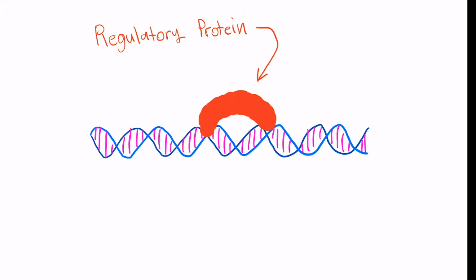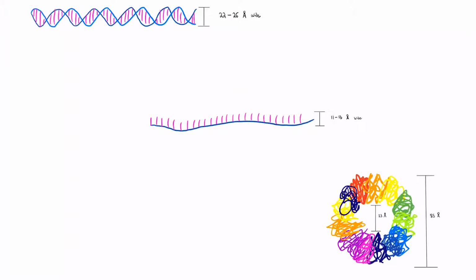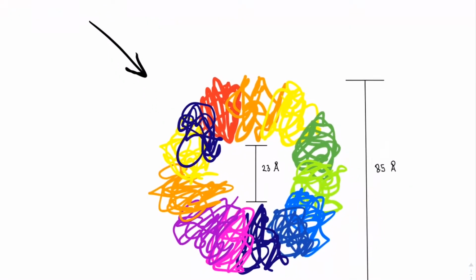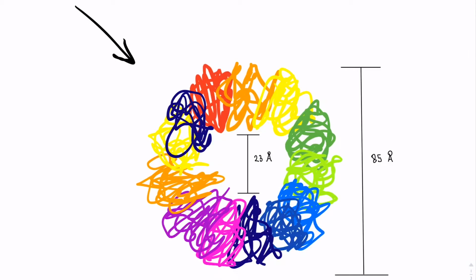So by now you should know that RNA polymerase is the protein that's responsible for transcribing DNA into RNA that is then translated into proteins that can go and perform functions around the cell. Such as a regulatory protein, but proteins don't have to be regulatory. But in this video, we're going to stick to regulatory proteins.